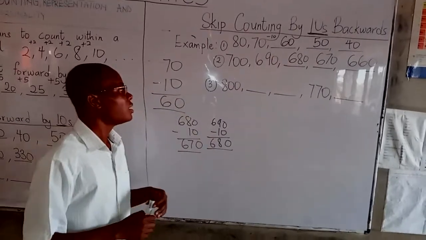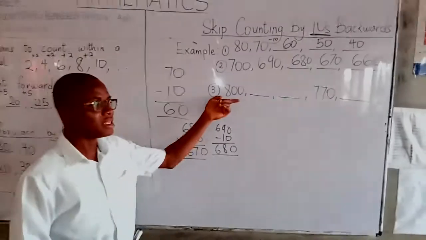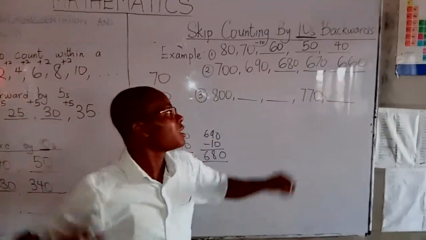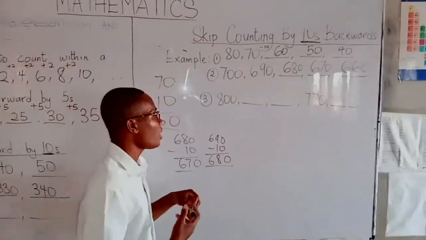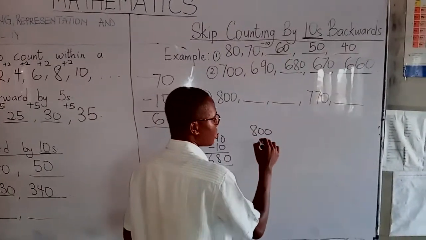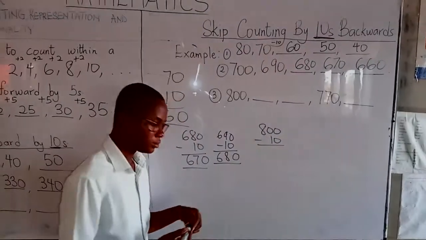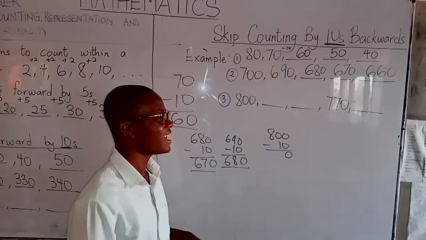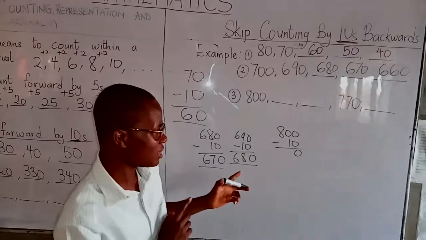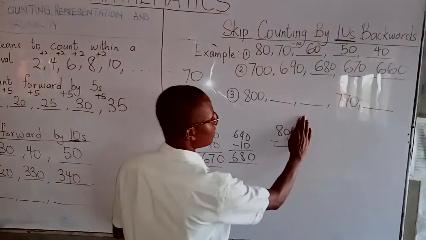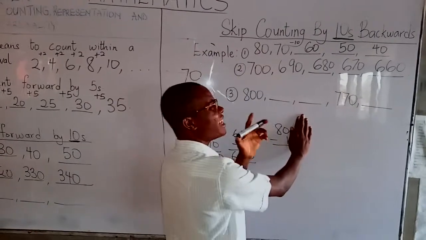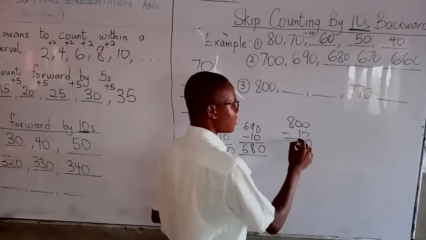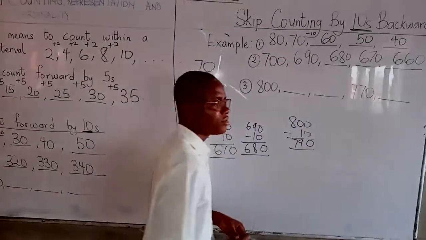Now let's go to number 3. We have 800 here. And what are we to do? We are to skip count backwards by 10. So what we do is we write 800 minus 10. 0 minus 0 gives you 0. Now I'm saying 80 minus 1. So if you have 80 and you take 1 from it, what are you getting? You get 79. That gives you 790.